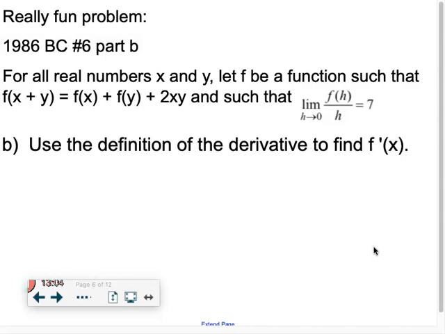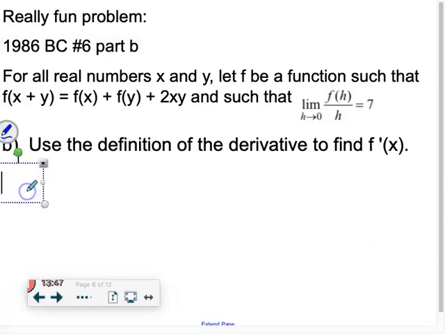For all real numbers x and y, let f be a function such that f of x plus y equals f of x plus f of y plus 2xy, and such that the limit as h approaches 0 of f of h over h equals 7. Part B, which is the only part you have to do: use the definition of the derivative. That's the definition you guys just learned: limit as h approaches 0 of f of x plus h minus f of x over h. Use it to find f prime of x. So take a minute, chew on it. You can think quietly or discuss with your group members. After a minute, I'm going to give you a little nudge.